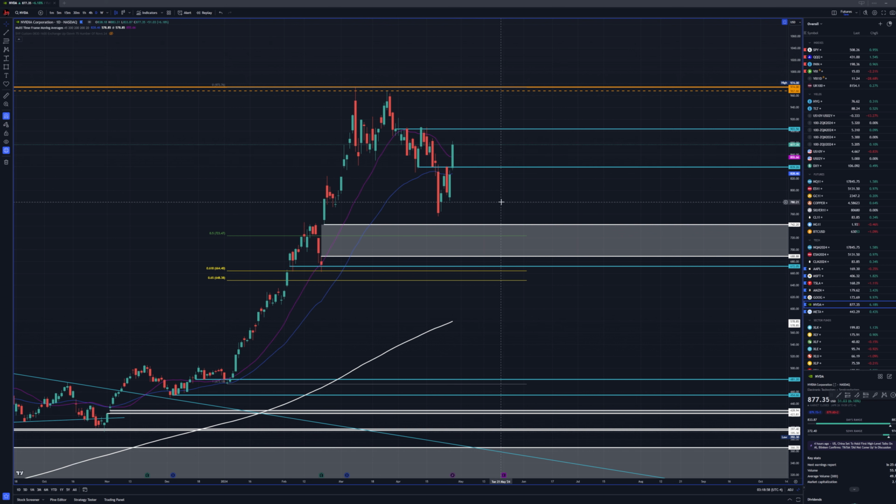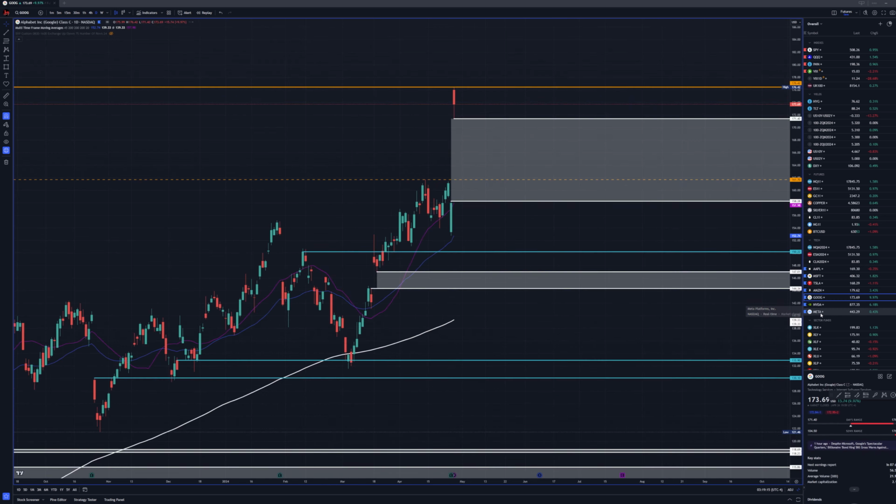So remember that investors and big hedge funds are always invested in the market. They are just moving money from one asset to another. And it looks like Nvidia and Google are receiving a lot of inflows of money.